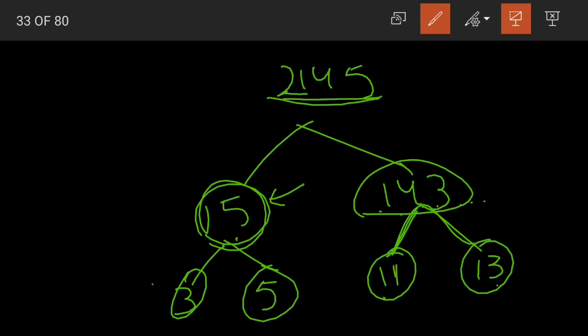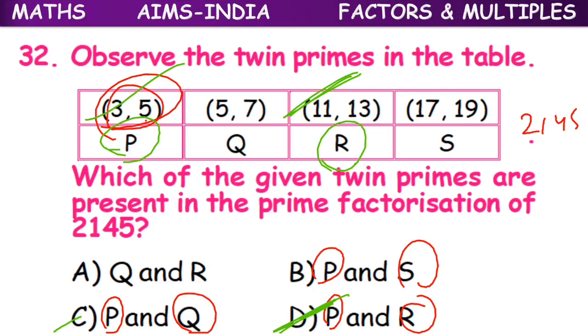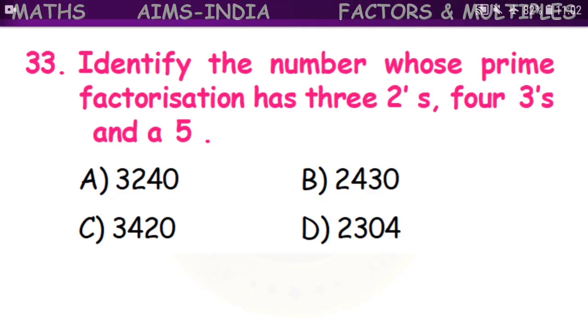Now the prime factors of 143 are 11 and 13. So the prime numbers in the factorization are 3, 5, 11 and 13. So what is the correct answer? P and R. That is option D. P and R are present in the prime factorization.